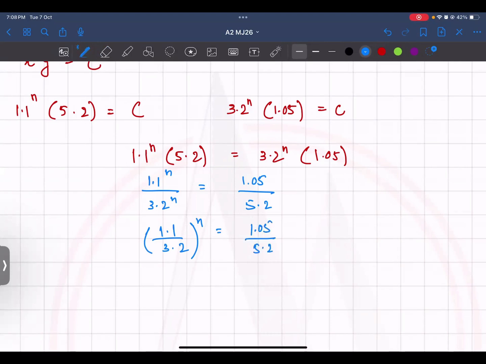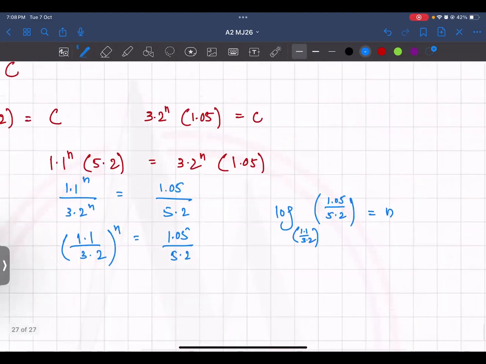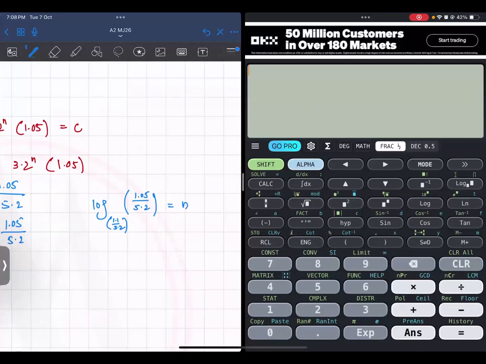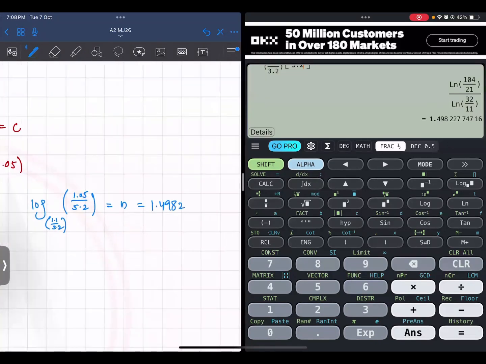And now you can convert them into logarithmic form so that you can get the answer. So log of the base is 1.1 upon 3.2, and the inside will be 1.05 divided by 5.2. It is equal to n. You can directly get the answer for the value of n, and then you can substitute it to get the value of c as well. So log, this is 1.1 divided by 3.2 and this is 1.05 upon 5.2. So 1.4982. This is your value of n.